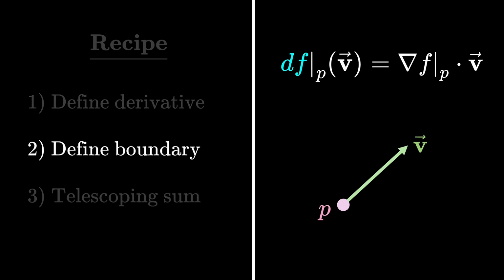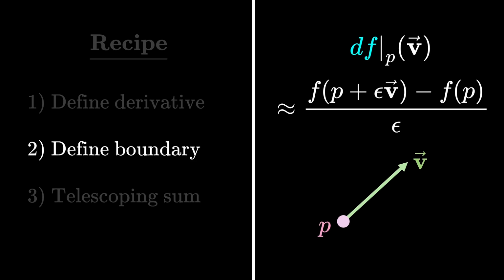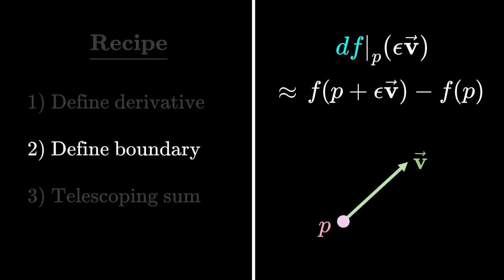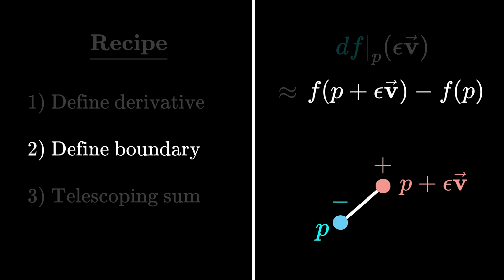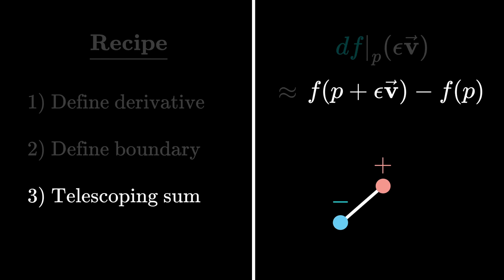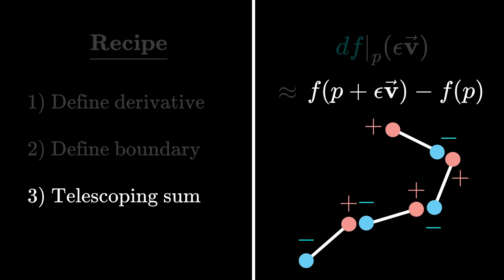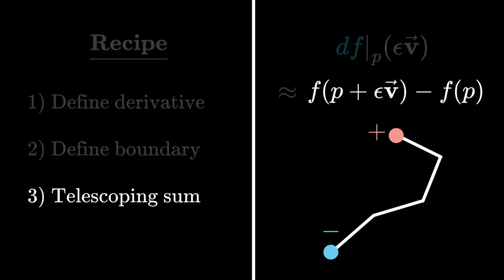Like what we did before, we treat the derivative as a limit of a fraction and rearrange it to put epsilon on the other side. Since df is linear, we can put epsilon inside the bracket and illustrate the difference with the little diagram like before. Finally, we do the telescoping sum, but this time the segments have directions given by the vector v. So in general, they carve out a curve. As expected, the pluses and minuses cancel out and we are left with the endpoints of the curve.